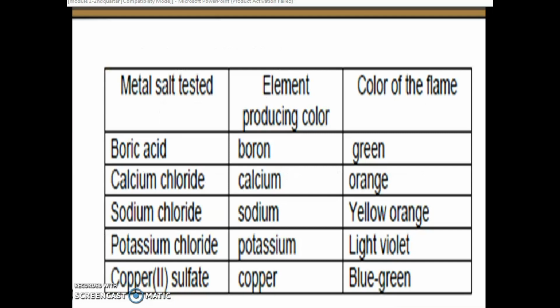Fireworks effects are produced by the combustion of explosive materials present in fireworks. These explosive materials are also called metal salts. Metal salts emit characteristic color of light when heated, as shown in the table. The table shows the color emitted by some metal salts and the element responsible for its color. In the first column is the metal salt tested, the second column the element producing color, and the third column the color of the flame. Boron is responsible for green, calcium orange, sodium yellow orange, potassium light violet, and copper blue.